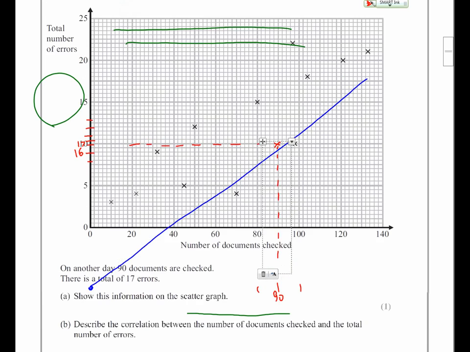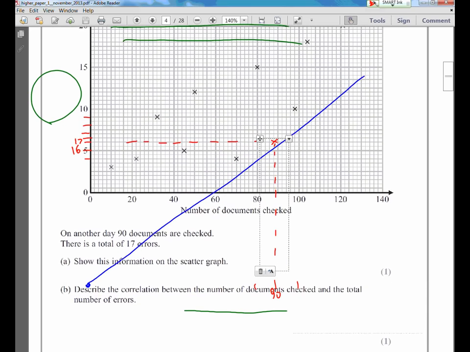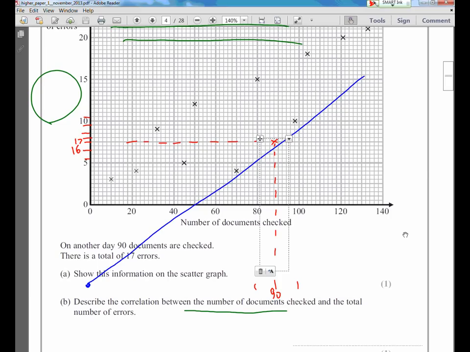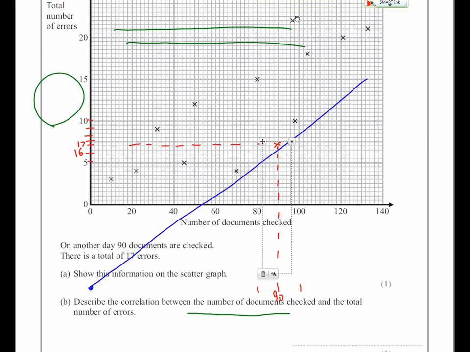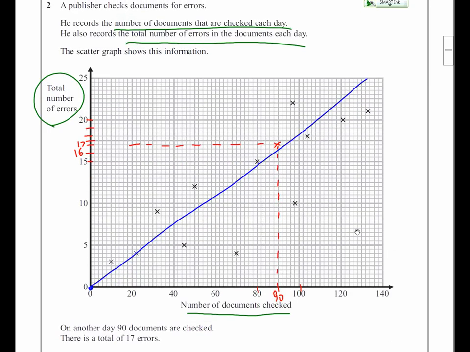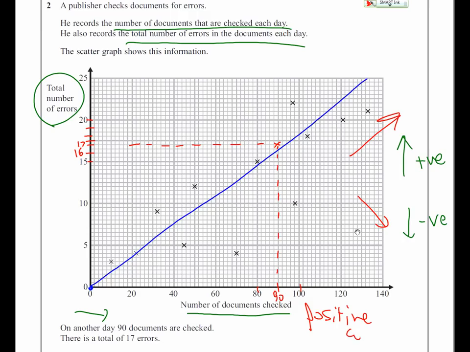Okay, that's part A. Part B, describe the correlation between the number of documents checked and the total numbers of errors. So the correlation that we're talking about is positive. Pretend you're reading a book, go from left to right and see, is it going up, which is going to be positive, or is it going down, which is going to be negative? Okay, so it's this one, so it's positive, not that one, which is negative. So you would write for part B, positive correlation.